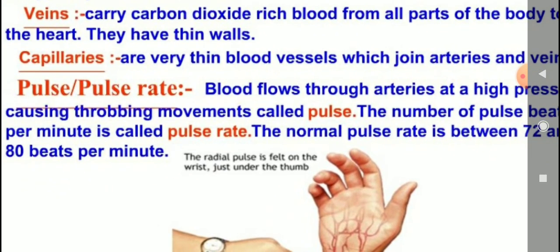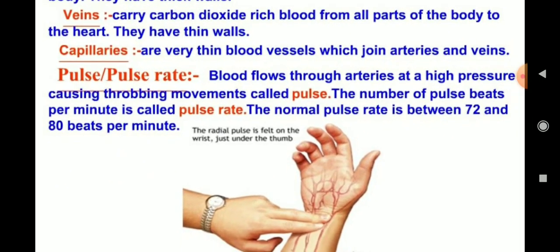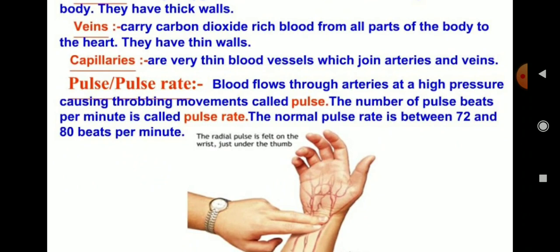Can you understand? Are you clear? See the picture. Listen. The left hand wrist, just press. You feel throbbing movements. That is a pulse. The number of pulse beats per minute is called pulse rate. Normal pulse rate is 72 to 80 beats per minute.